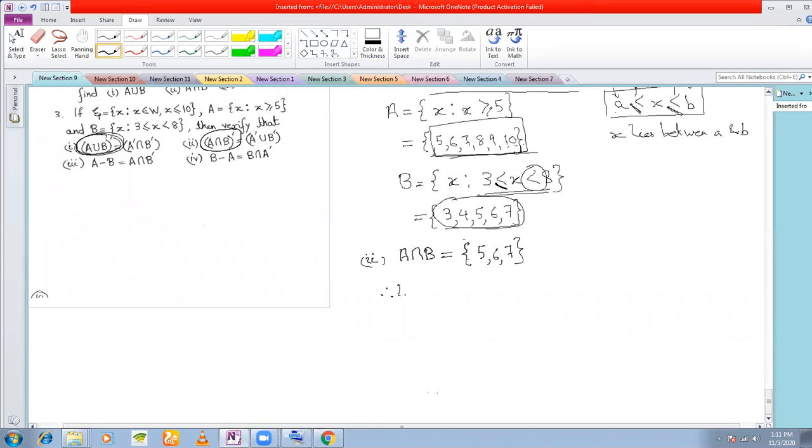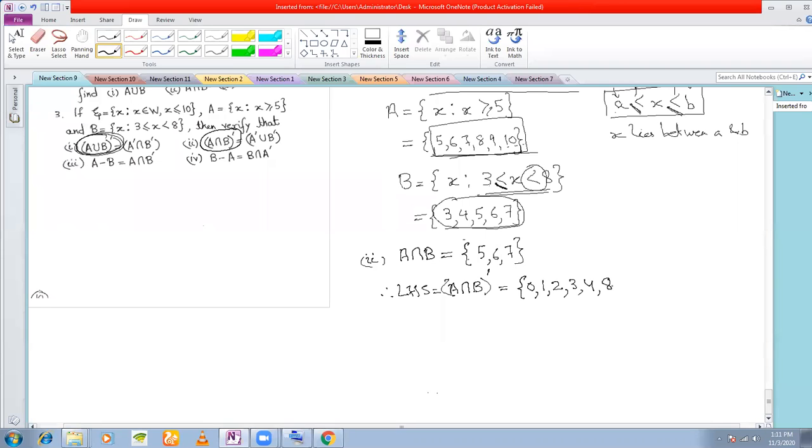Okay, so therefore, what is the left hand side? Now we can find out the left hand side. A intersection B complement. And what do you mean by intersection B complement? Those elements that are there in the universal set but are not there in A intersection B. So what elements are not there in A intersection B? 0 is not there, but it is there in the universal set. 1 is not there in A intersection B, but it is there in the universal set. 2 similarly. 3, 4, 5, 6, 7 are there in this.